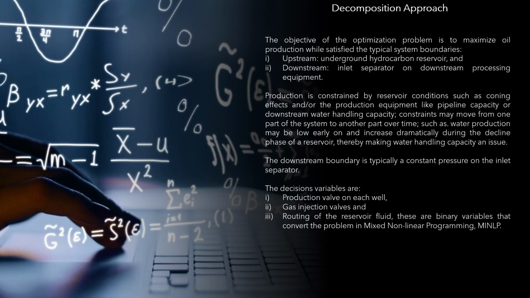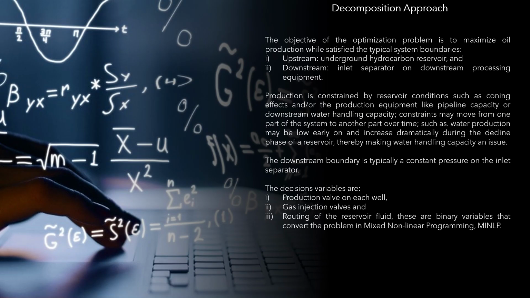The objective of the optimization problem is to maximize oil production while satisfying the typical system boundaries: upstream, the underground hydrocarbon reservoir, and downstream, the inlet separator and downstream processing equipment. Production is constrained by reservoir conditions such as coning effects and/or the production equipment like pipeline capacity or downstream water handling capacity. Constraints may move from one part of the system to another part over time, such as water production may be low early on and increase dramatically during the decline phase of a reservoir, thereby making water handling capacity an issue. The downstream boundary is typically a constant pressure on the inlet separator.